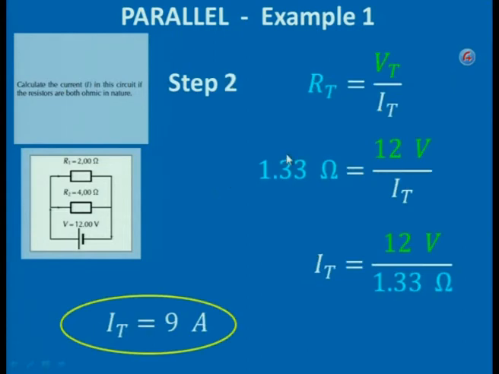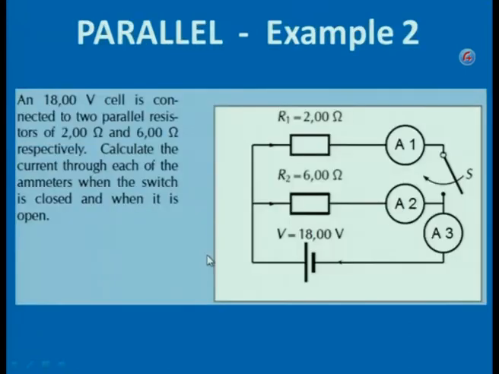Step 2 is then to calculate IT. Use your ohmic equation. R is V over I. RT we just calculated, 1.33 ohms. The voltage is given to you in the question, 12 volts divided by I. So then the total current is 12 volts divided by 1.33 ohms. That gives you 9 amperes. The total current is 9 amperes.